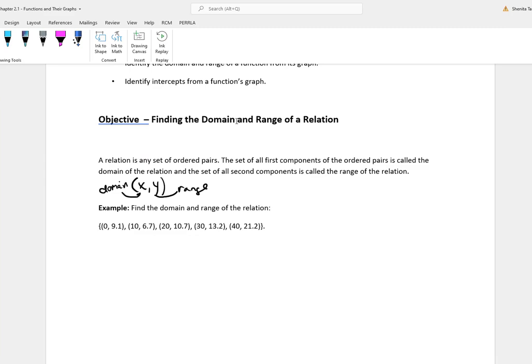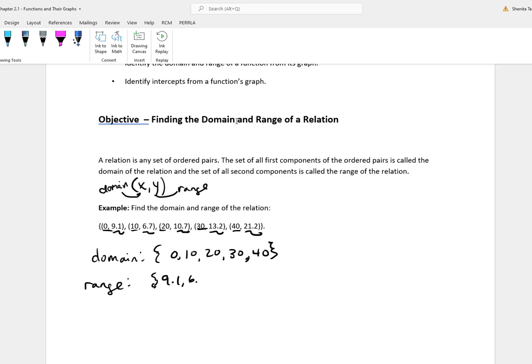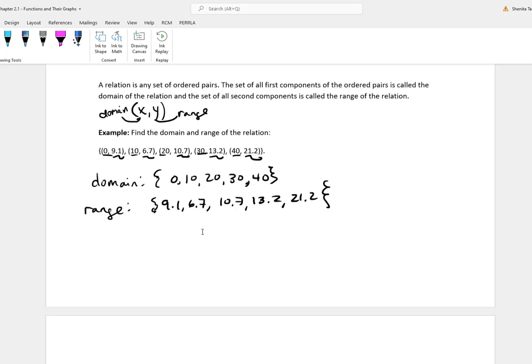So we're going to find the domain and range of this relation. Let's look at the domain. As I stated earlier, the domain will be all of your x values. So it will be 0, 10, 20, 30, 40. The range will be all of the y values. So that would be 9.1, 6.7, 10.7, 13.2, 21.2.